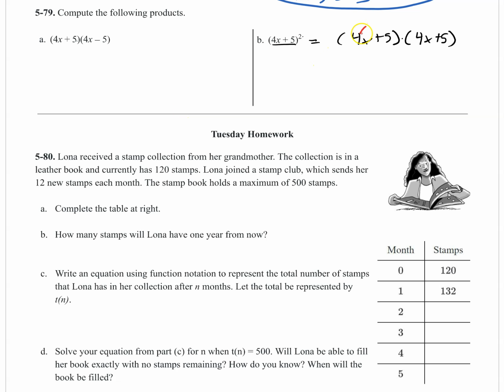Alright, and I'll do the FOIL method. These are all the multiplications I need to do. Let's start with 4x times 4x. 4 times 4 is 16, and x times x is x to the power 2. Okay, and then I do 4x times 5, which is 20x. Then I do 5 times 4x, which is also 20x. And lastly, 5 times 5, which is 25.